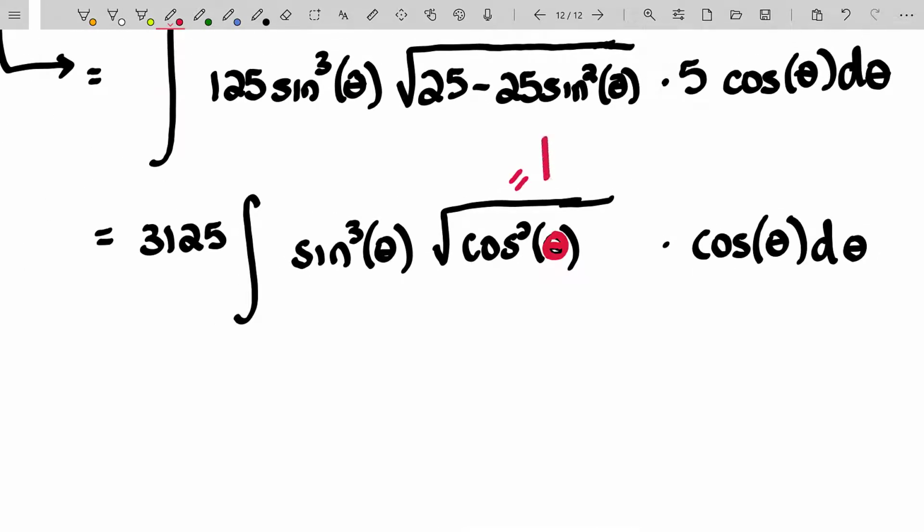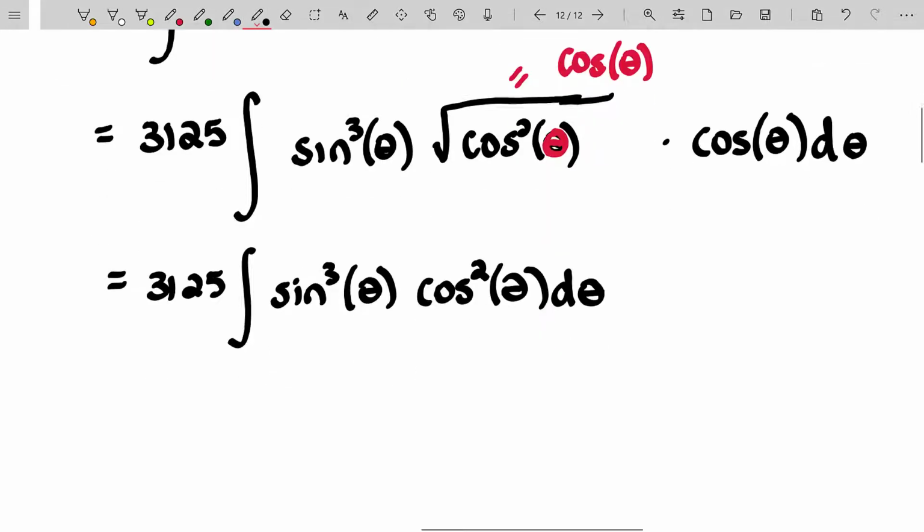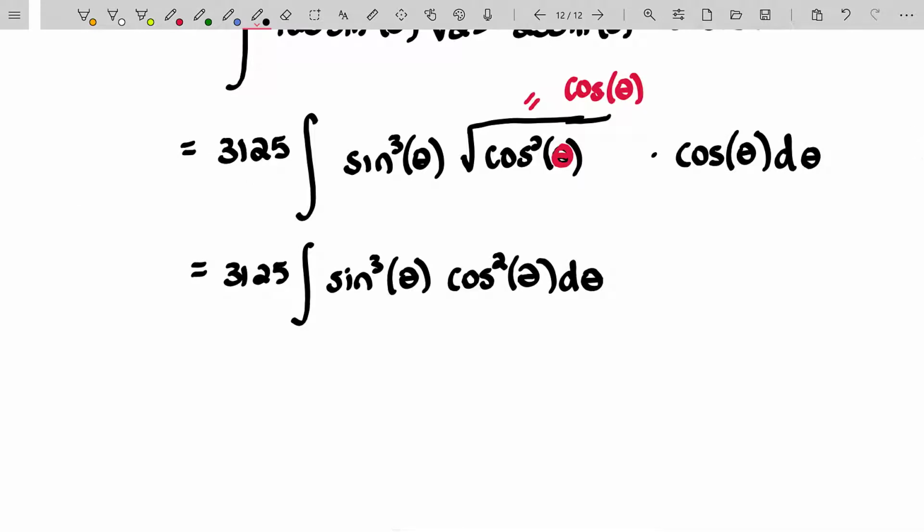Again, this would normally result in absolute value of cosine of theta if you took the square root of a square. But because we know the angles return into quadrants 1 or 4, and cosine is not negative in either of those quadrants, we can just remove those absolute values. Cleaning this up, we have this beautiful result, and now we can go ahead and do a substitution here.